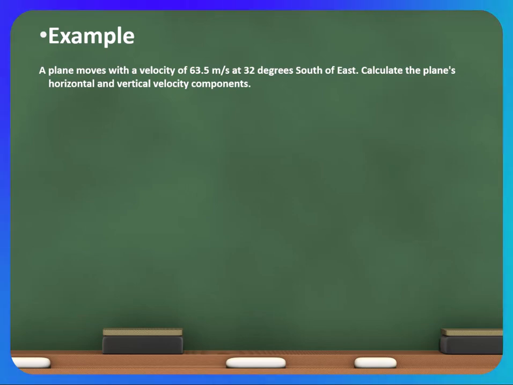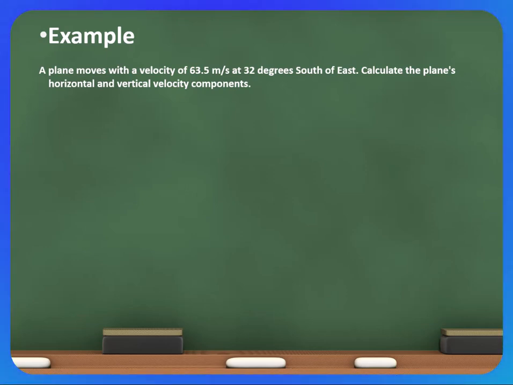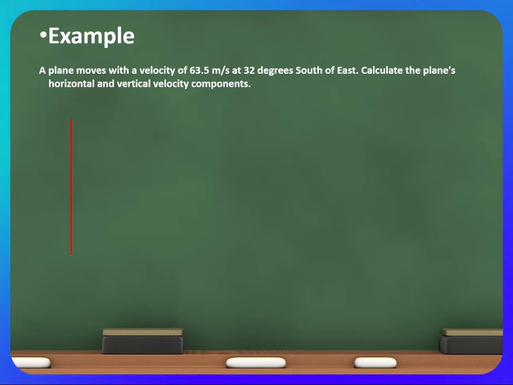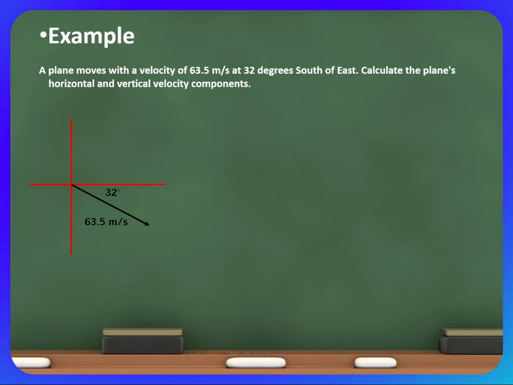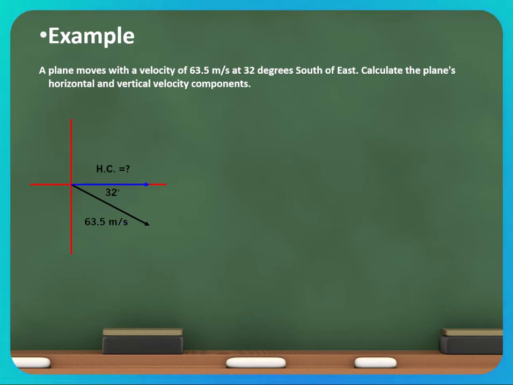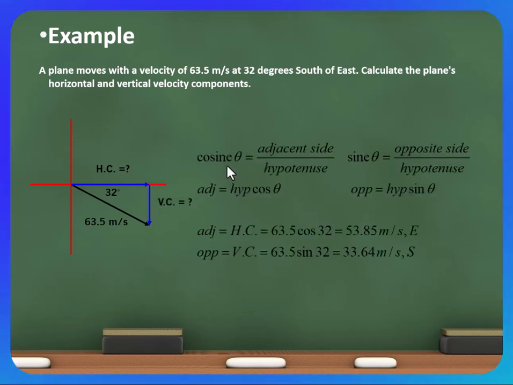Another example, we have a plane that moves with a velocity of 63.5 meters per second at 32 degrees south of east. So let's sketch that and calculate the plane's horizontal and vertical velocity components. All right, we have a vector here, 63.5 meters per second at 32 degrees south of east. Okay, we want the horizontal component here and the vertical component here. So let's use the cosine function. We have that angle measurement.